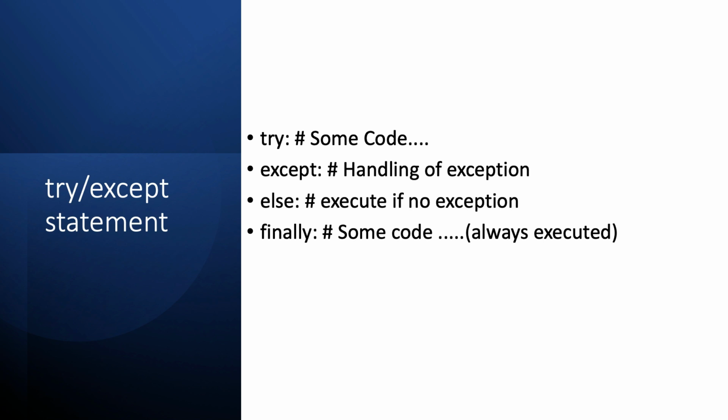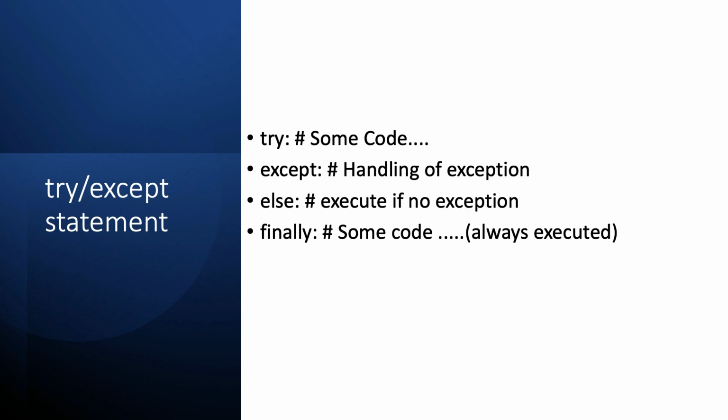Now there's more to try and except than just these two words. We also have else and finally. But let's begin at the very top again with the try block. This is where we place the code that might cause an error. It's our first attempt at executing something risky, like opening a file or connecting to a database. Now, if everything goes smoothly, the program will continue past the try block without any issues.